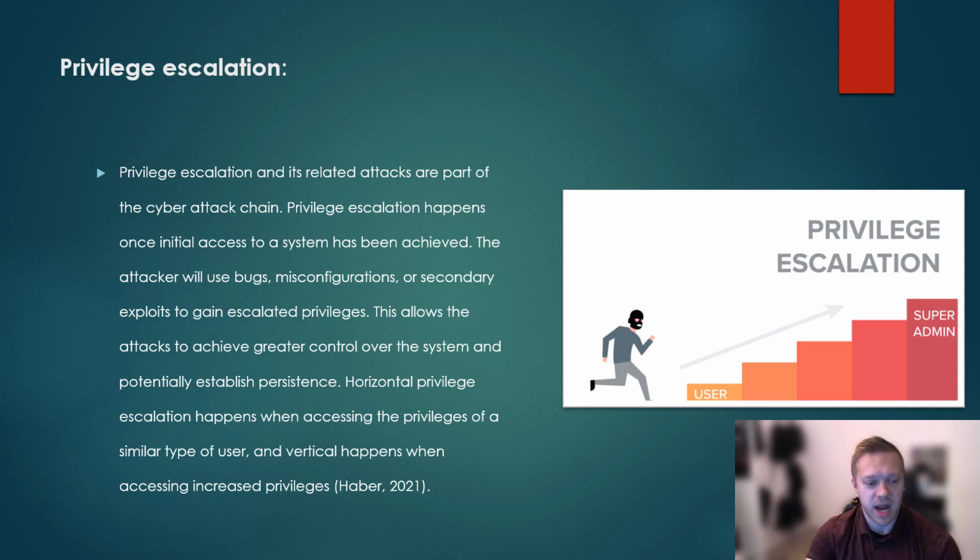Horizontal privilege escalation happens when accessing the privileges of a similar type of user, and vertical happens when accessing increased privileges. So this is something that you're going to see commonly, something that we did in our lab where we wanted to gain more privileges. So we actually gained the same privileges as the root account. So in our case, we were doing vertical privilege escalation.